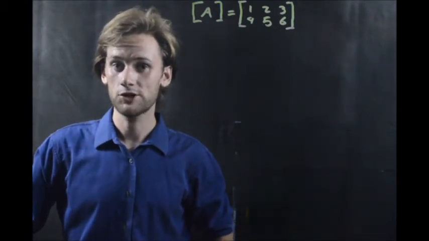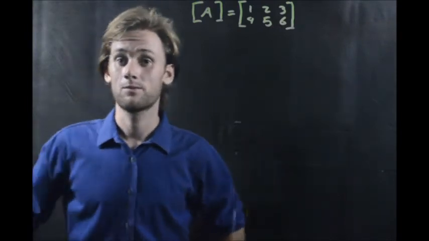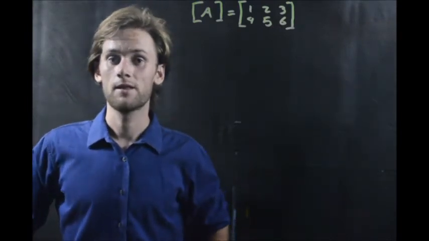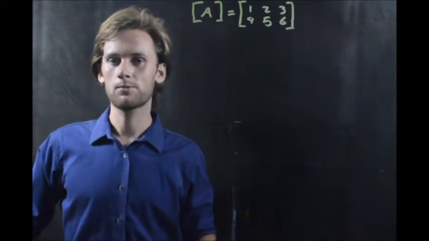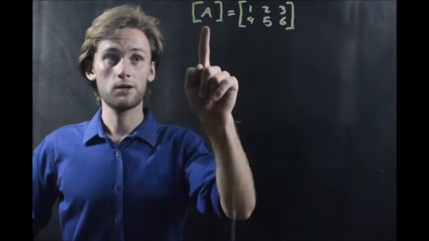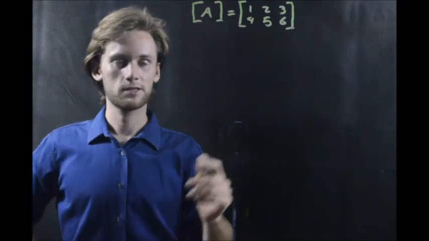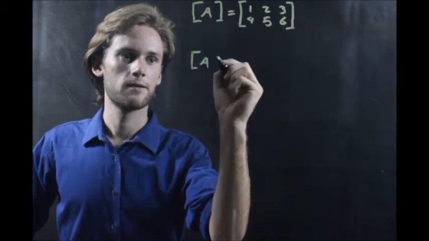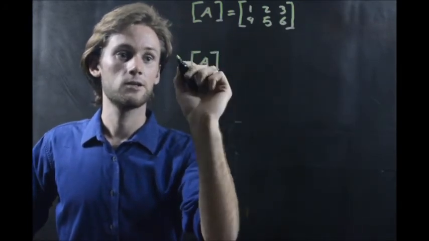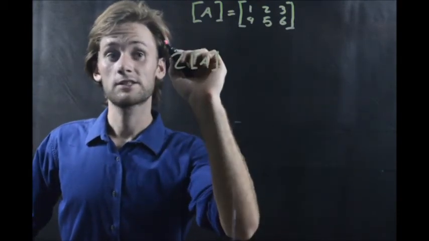Let's look at multiplication now. There are actually two kinds of multiplication that we'll be working with when we're dealing with matrices. The first kind is called scalar multiplication. All scalar multiplication is taking one matrix and multiplying it by some number. So let's look at matrix A here. I'm going to take matrix A and multiply it by 2. In this case, 2 is our scalar.